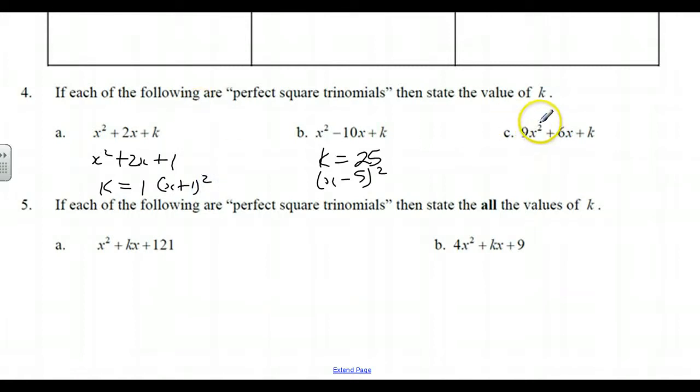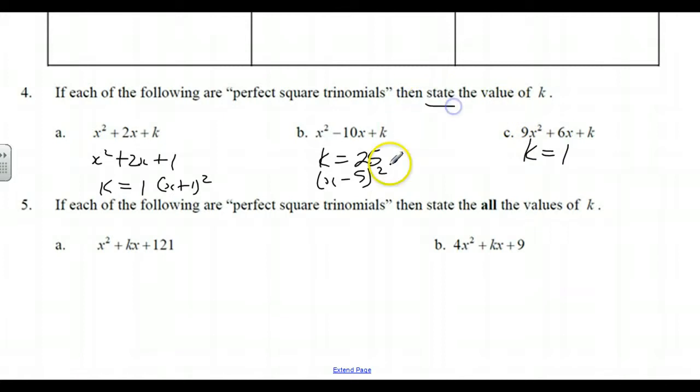The square root of 9x squared is 3x. 3x times this doubled has to give me 6x. Well, 3x doubled gives me 6x, so this is a 1. 9x squared plus 6x plus 1. Yeah, let's clean it up. We're going to say k is equal to 1.